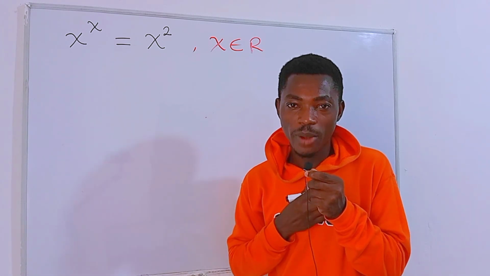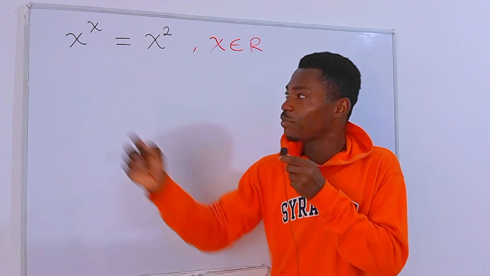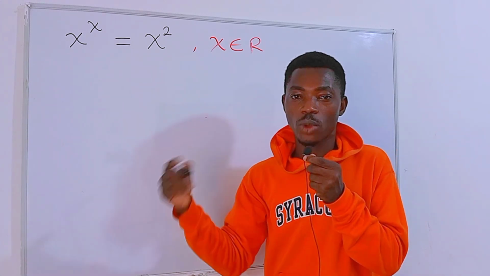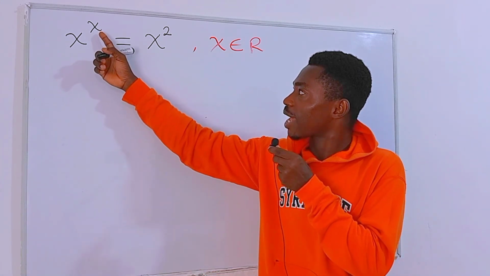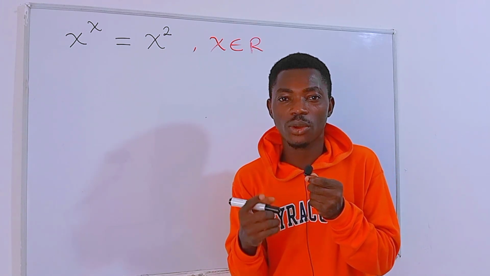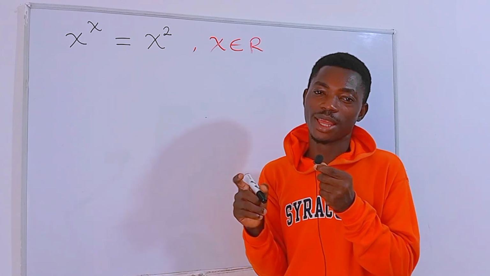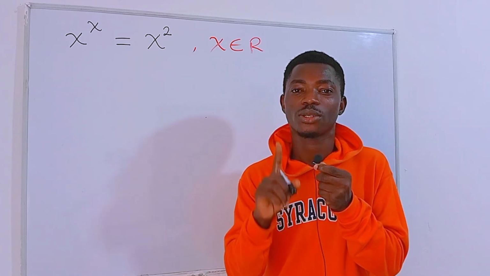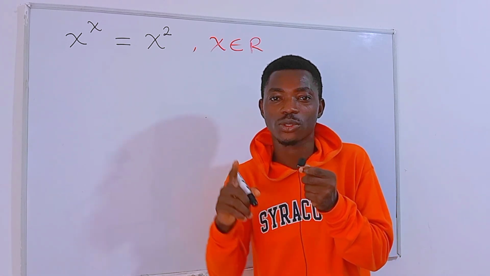Cool. But my problem is, how do we solve this? In school we were told that if the bases are the same, we can just equate their powers. It is true because from here we can just say that x is equal to 2. But the question is, is x equal to 2 the only solution to the problem? No. If you use that method, you end up getting only one solution. So how do we actually solve this in order to get all the real solutions?